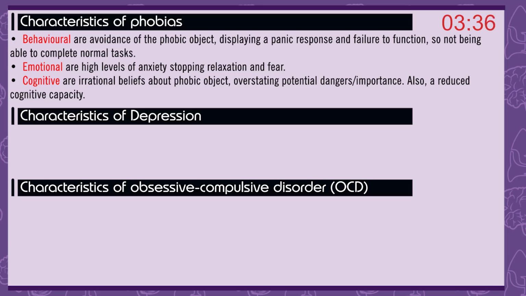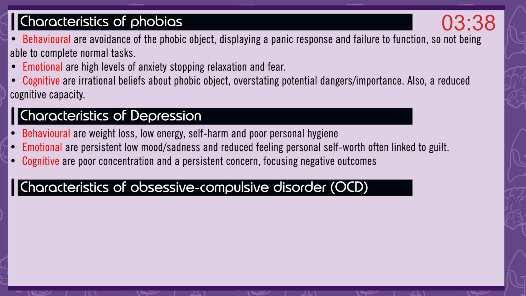Characteristics of depression. Behavioural are weight loss, low energy, self-harm and poor personal hygiene. Emotional are persistent low mood, sadness and reduced feeling of personal self-worth, often linked to guilt. Cognitive are poor concentration and persistent concern, focusing on negative outcomes.